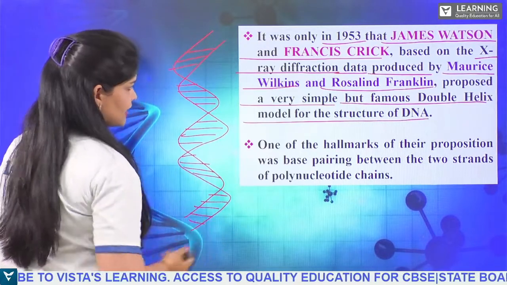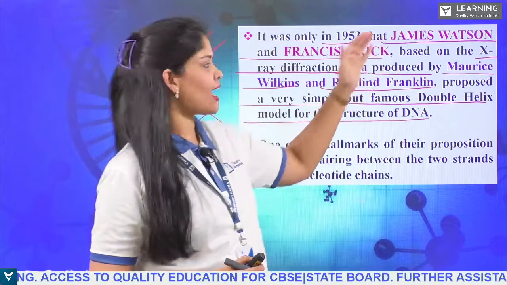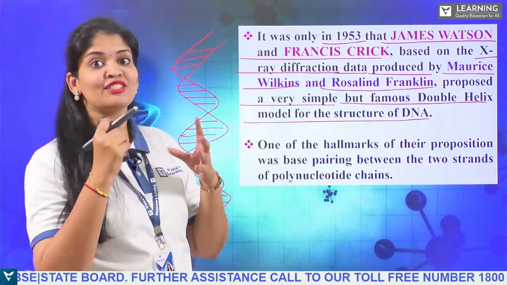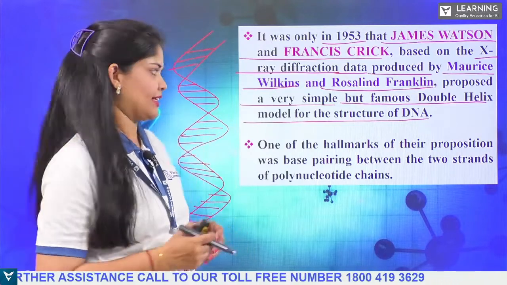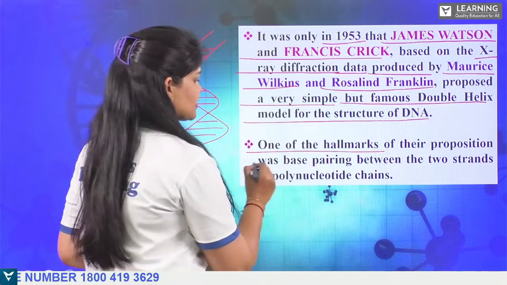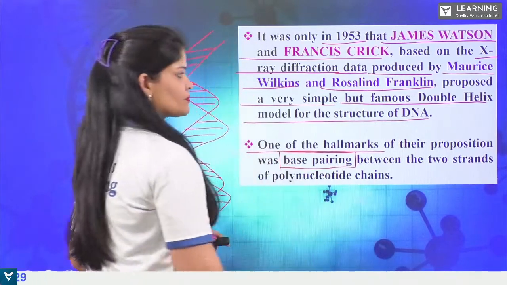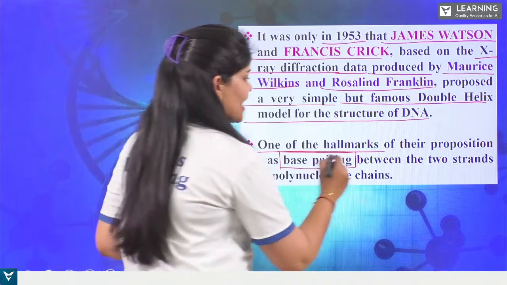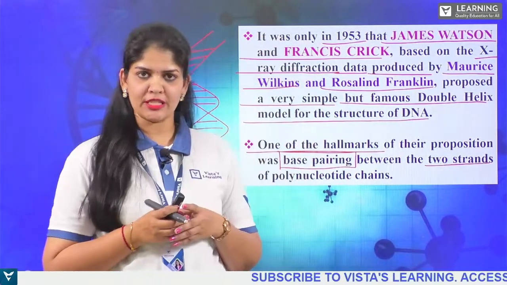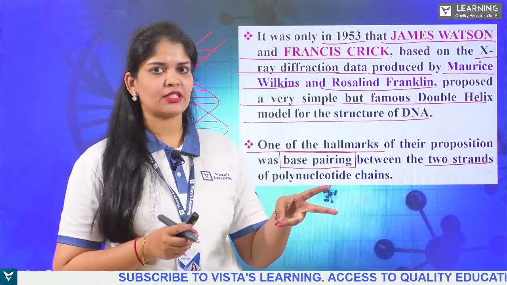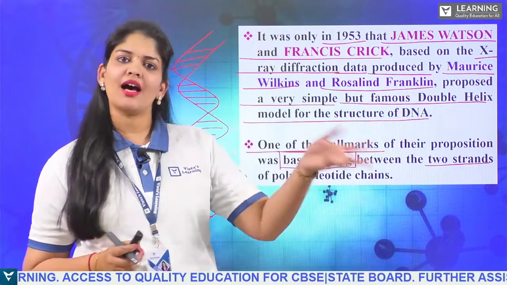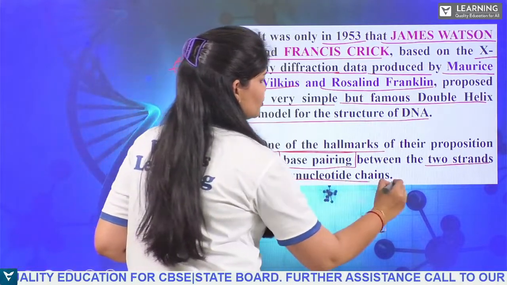To propose this, they took the data given by Wilkins and Franklin, as well as the proportions given by Erwin Chargaff. One of the hallmarks of their proposition was base pairing between the two strands. As we said, purines and pyrimidines base pair, with two hydrogen bonds between adenine and thymine, and three hydrogen bonds between guanine and cytosine of the polynucleotide chain.